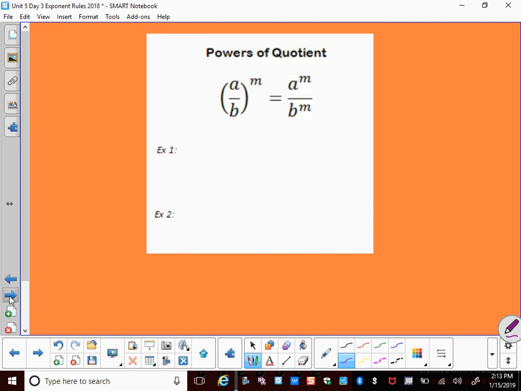The last one is powers of quotient. Remember, when you see this parentheses and this exponent, I want you to think about okra. This one is also okra. It's just with division. Okay?